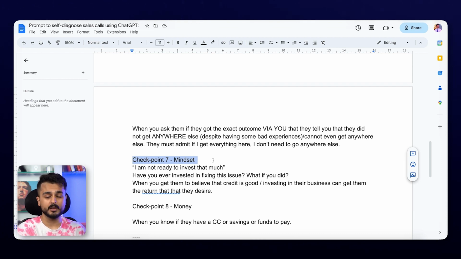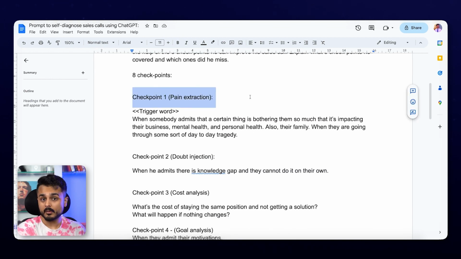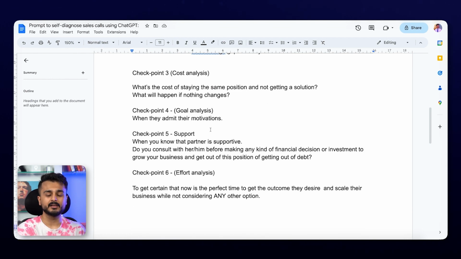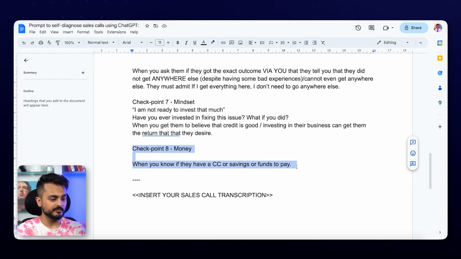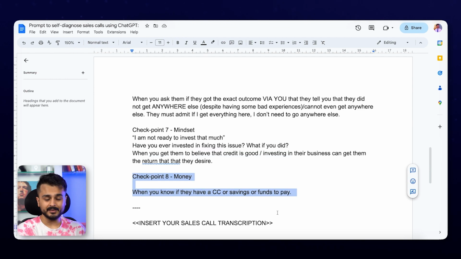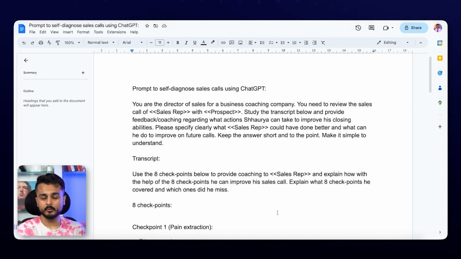Some people might be like, oh my god, this is a lot of money. Well, compared to the problem that you have, is it though? No, because a lot of people don't have that mindset. A lot of people are just thinking, hey, how can I save more money, as opposed to how can I invest that money and actually improve my future. So that is very important. And then you've got checkpoint number 8, which is money. Do they have the funds, or do they have the money to actually pay you for the solution that you're looking for? So these are the 8 checkpoints that somebody must meet in order to really do well on a sales call.